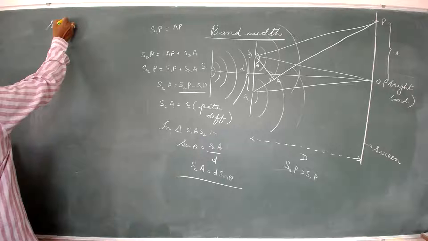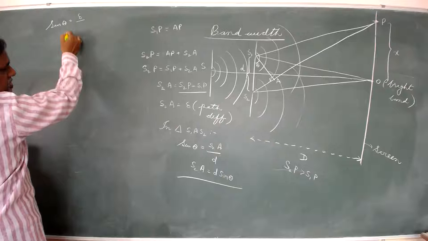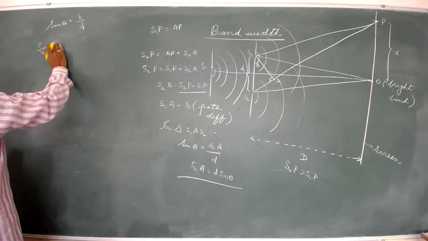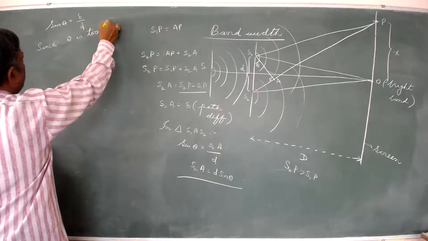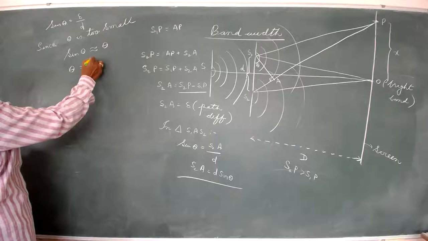Sine theta is equal to S2A by D, right? Yes, so S2A means what? S2A is delta, that is a path difference. So path difference delta by small d. Since theta is too small, what happens? This sine theta can approximately be taken as theta. Therefore, theta is equal to delta by d. So, this is equation one.